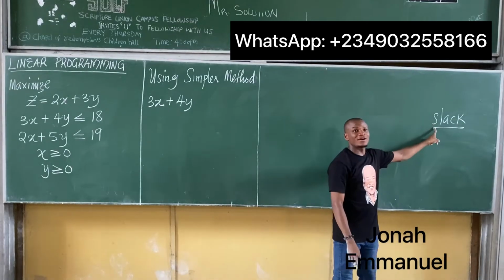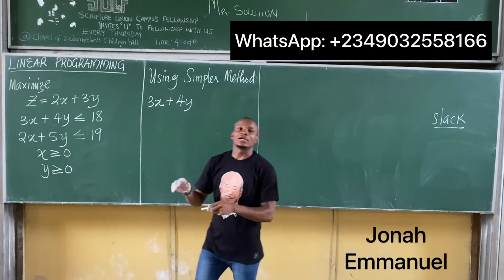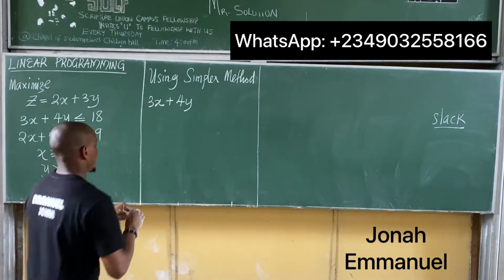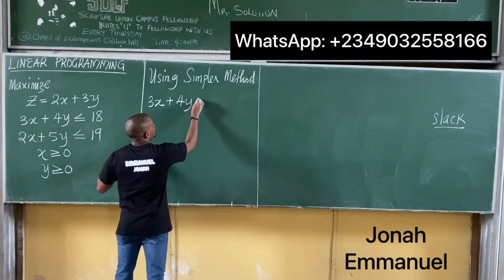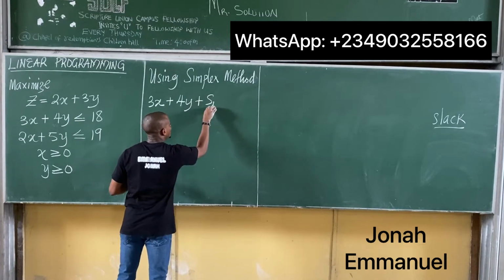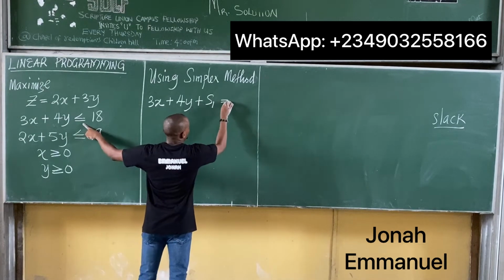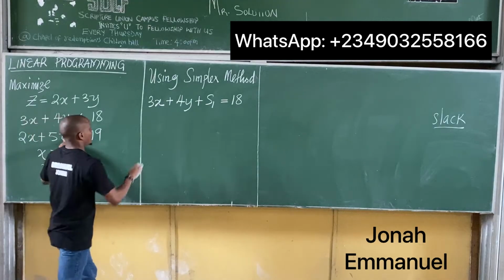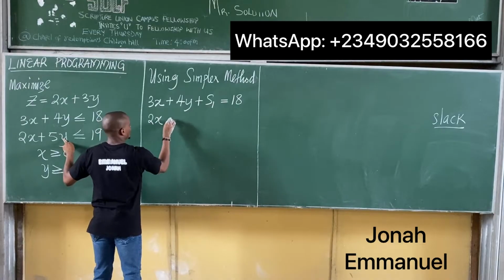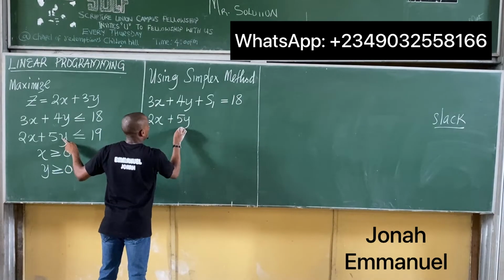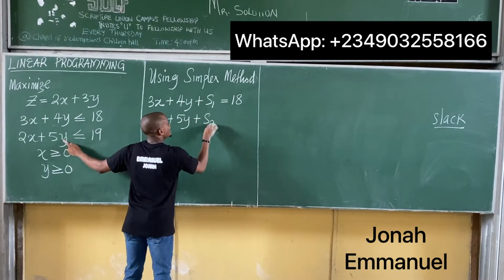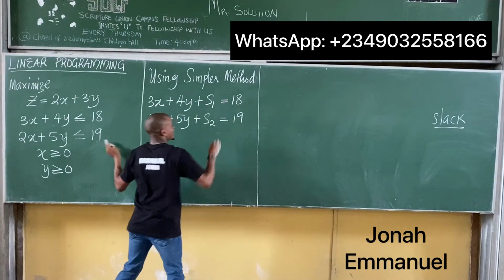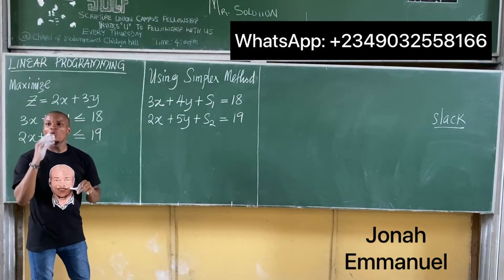What are slack variables? In layman's terms, a slack variable is simply s1 and s2. That's all. So for the first one, it becomes 3x plus 4y plus s1 equal to 18. For the second one, I'm having 2x plus 5y plus s2, my second slack variable, equal to 19. These two there. What's next?